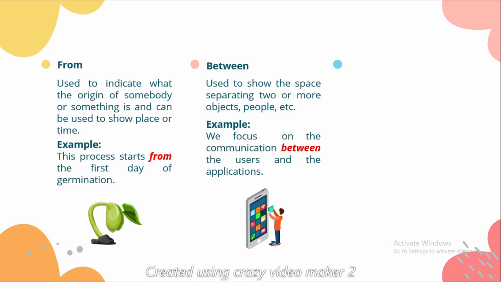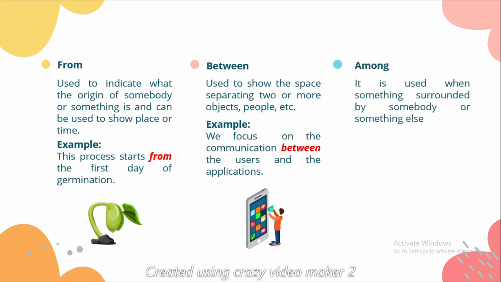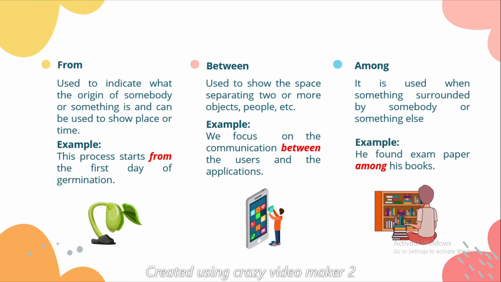And the sixth is among. Among is used when something is surrounded by somebody or something else that doesn't have a specific number. For example, he found an exam paper among his books. So from this example, we know that his exam paper was surrounded by lots of books.